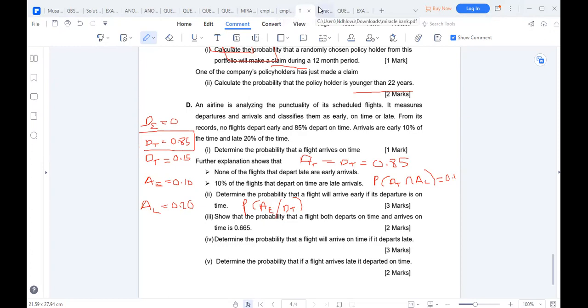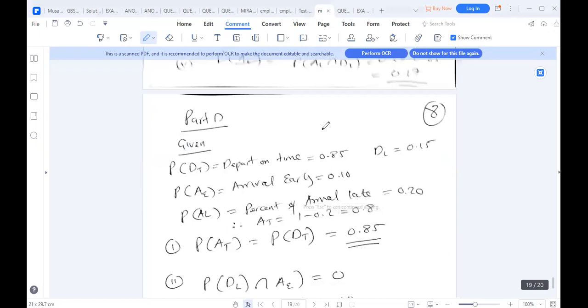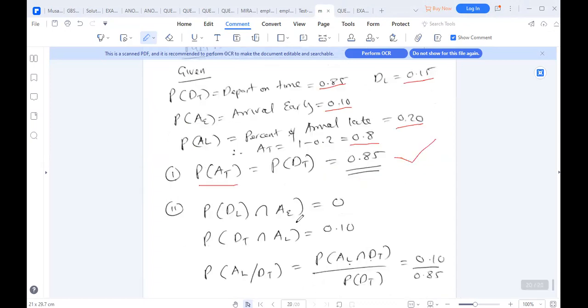So in this regard, these are the parameters of the data that we have here. Arrival on time is 0.85, meaning late it is 0.15. Arrival early is 10%. The percentage of arrival late is what? 20%. So meaning arrival on time is 80%. So part 1, what's the probability that it will arrive on time? It is simply the probability that it will depart on time, 0.85, 1 mark.